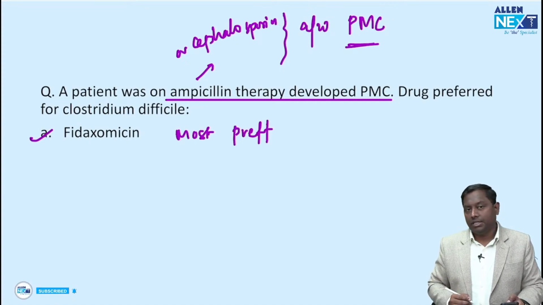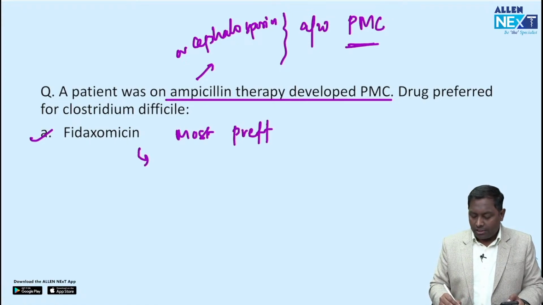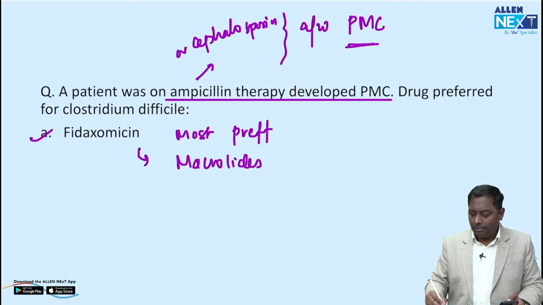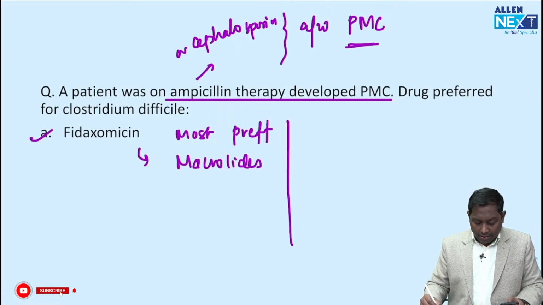In the upcoming examination, the examiner can ask you which class of drug fidaxomicin is. So they are macrolides. Examiner asks, what are the other agents?